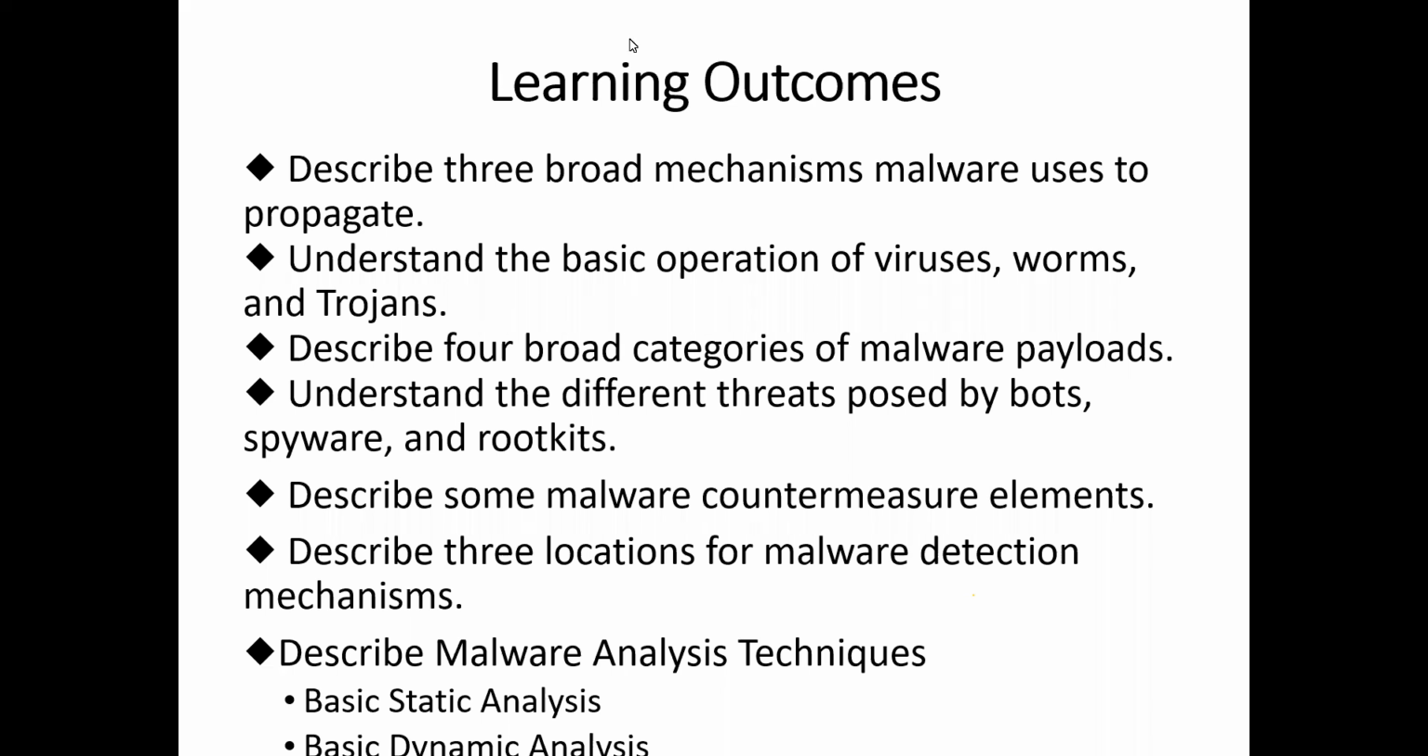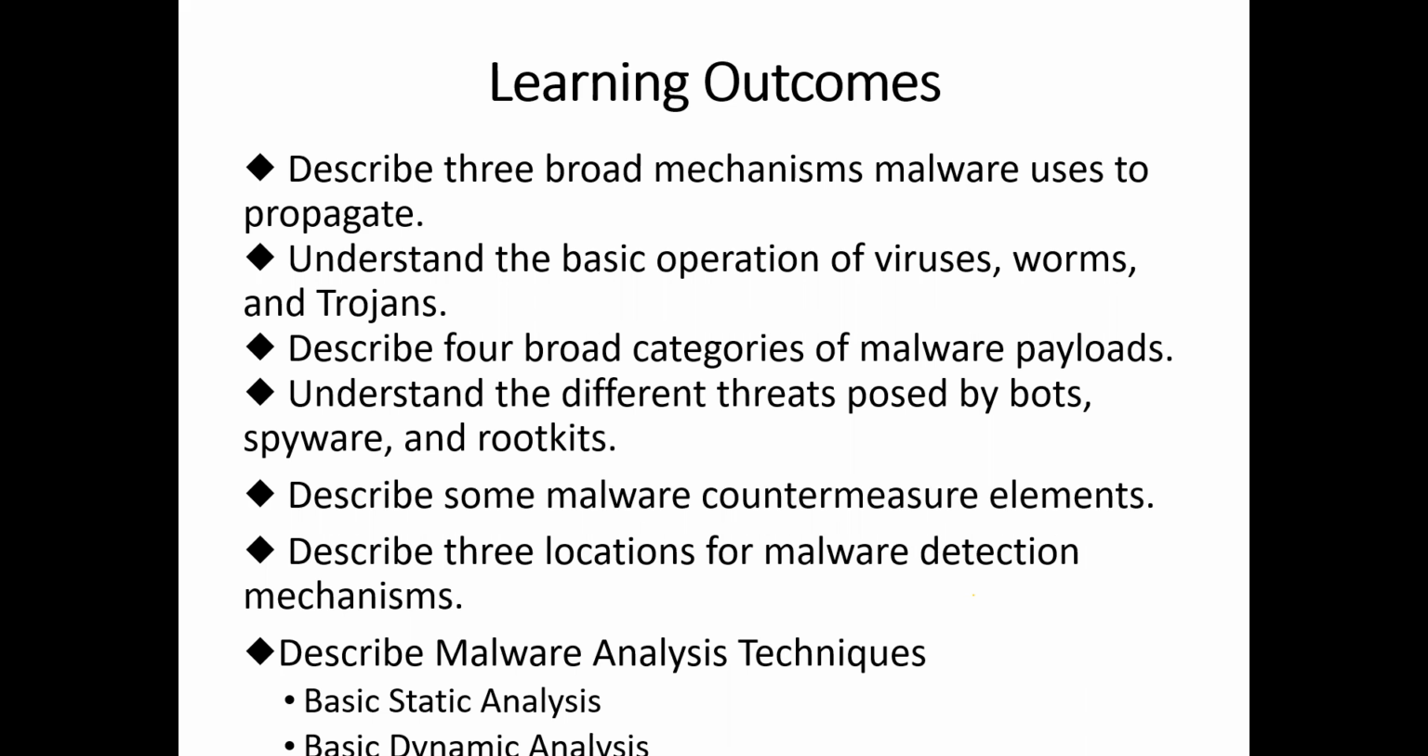By the end of this class, we will describe the three broad mechanisms of malware that are used to propagate. Of course, we shall define it, but we'll see the three main ways in which some of these different viruses, worms, and Trojan horses, that is the malware, usually move from one place to another. That's what propagating means, and even being able to move along the internet. We'll understand the basic operation: how does a virus operate, a worm, and a Trojan horse?